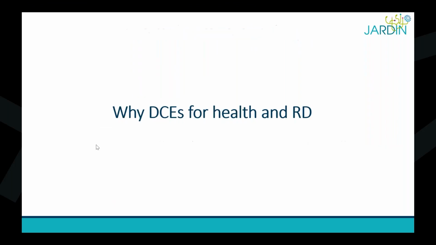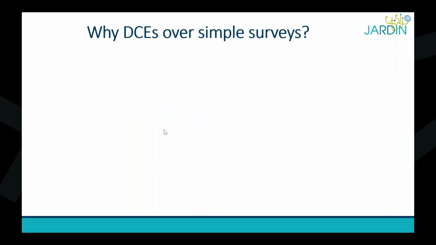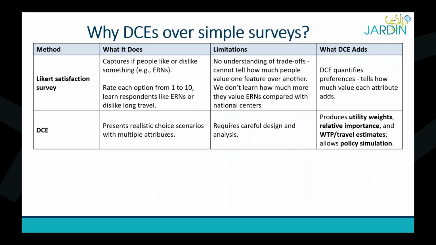If you can go to the next slide, please. So then the next question is why this type of instrument for health and in particular for rare disease? Next slide, please. So, we may use other traditional surveys, like simple surveys. For instance, you can use Likert satisfaction surveys, which capture if people like or dislike something, for instance, in terms of the type of organizational models, just to understand whether people like the European reference network compared to other models. And then you ask people to rate each option, let's say from 1 to 10.